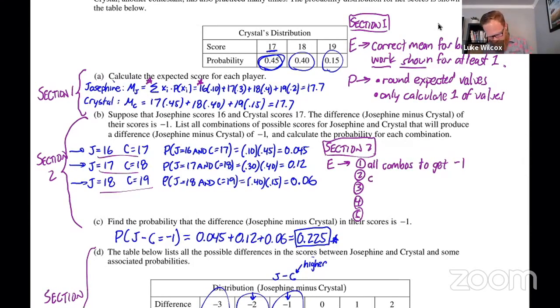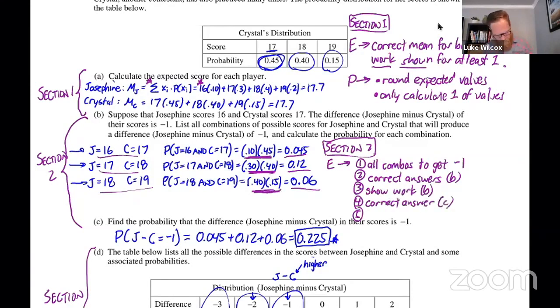Component 2 is that you have to have the correct answers for part B. And there were 3 answers for part B, this one, and this one. So that's component 2. Component 3 is that you have to show your work for part B. Well, showing the work is showing this multiplication that's happening here and here and here. So we do get credit for component 3. Component 4 is to have the correct answer for part C. Well, the correct answer for part C was this right here, 0.225.